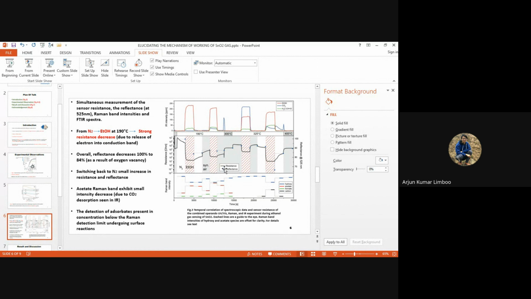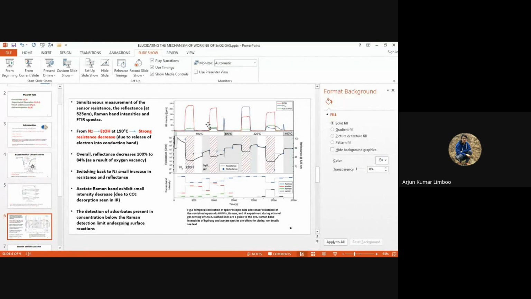And here, moving on to the higher temperature so that we can remove all adsorbates present on the surface, we can see a higher peak in the carbon dioxide, a sharp peak that shows the carbon dioxide is decomposed in the air. In this process, the resistance has also increased drastically, and the gas sensor has returned to the initial value. And switching to the ethanol environment, the resistance has again decreased, and the reflectance has also decreased.